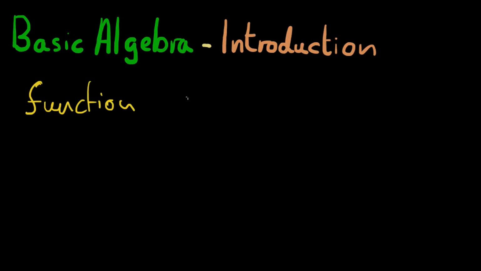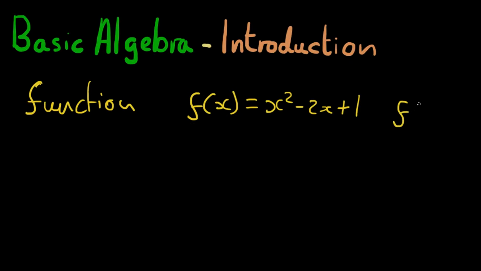And a function is denoted by the letter f, standing for function, of a certain value, or variable, let's say x. And a function of x could be something like x squared minus 2x plus 1. And that is our function of x, meaning we could substitute a certain value for x and get a value for f of x. And f of x is exactly the same as y. So if you get a set of values for x and a set of values for f of x, you'll be able to plot a graph of your function.